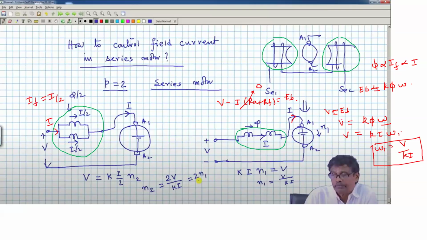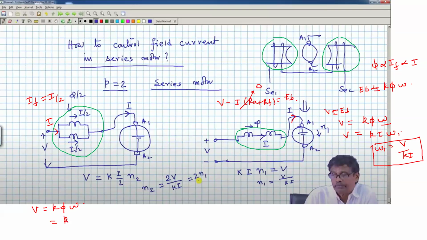So by following the similar discussion, V is K phi omega if we neglect this IaRa, this resistance drop in the armature and field winding. So this terminal voltage almost becomes balanced by the back EMF. Okay. So V is equal to K phi omega.